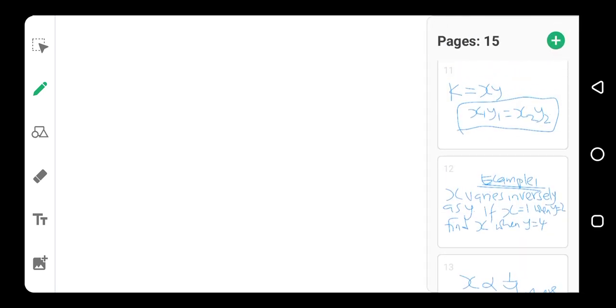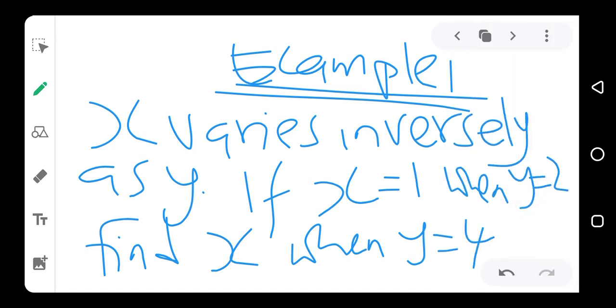Now, we go back to the equation given to us. They say that if x equal to 1, x equal to 1 when y equal to 2. So this is our x1 and this is our y1. This is our x2 and this is our y2. So we put everything. x1 is 1 and y1 is 2. x2 we are looking for, and y2 is 4.